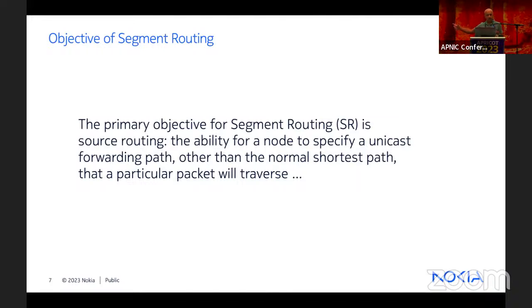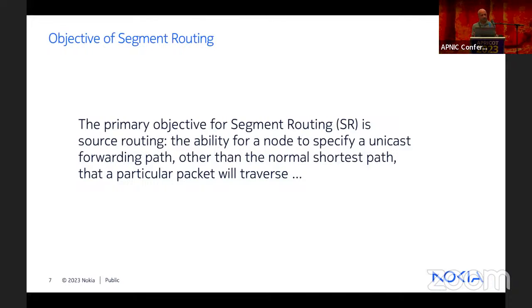So what's the definition of traffic engineering? In an IP network or an MPLS network, it's really when you take a path that is not the shortest path. You want to influence the packet to take a path that is different to the shortest path. So you're doing traffic engineering.